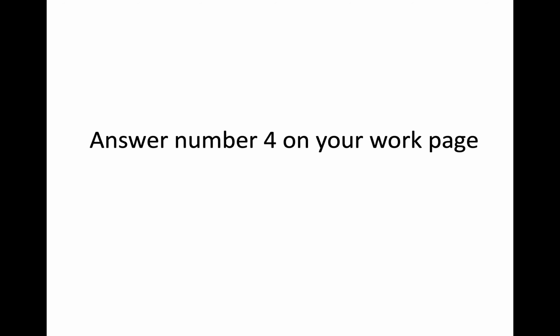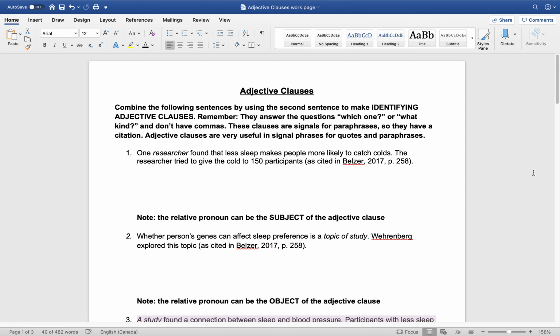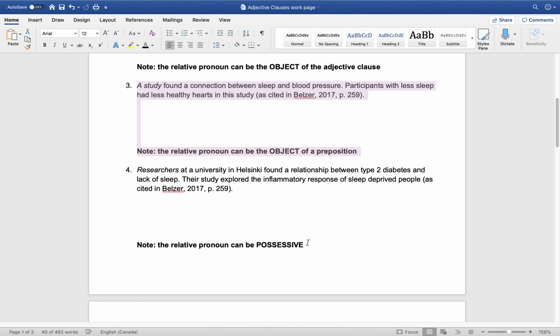Now you can answer number 4 on your work page. When I'm talking about your work page, I mean this work page here, the adjective clauses work page. Now you should be able to do number 4.